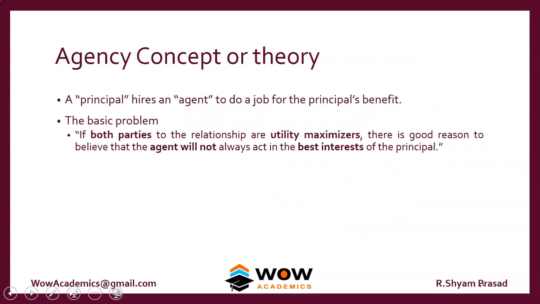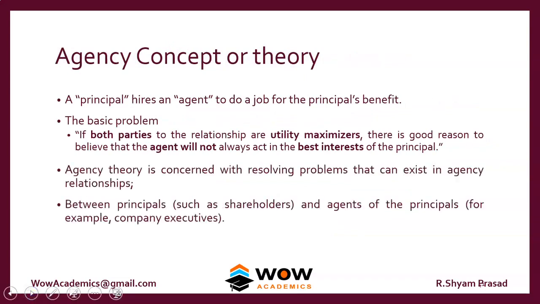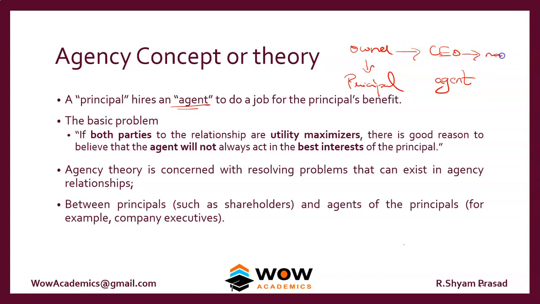Okay, so an agent is a person who does the job of another person. So there is an owner and there is a CEO. The owner is the principal and the CEO is an agent. The owner appoints a CEO to manage the company and the CEO cheats.